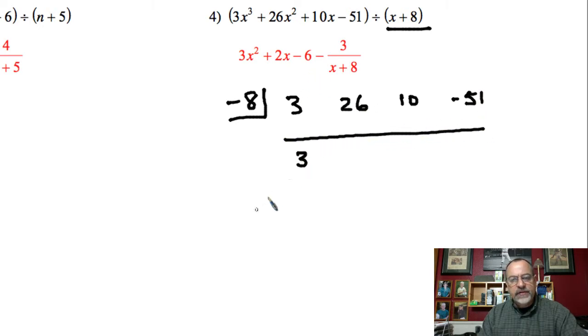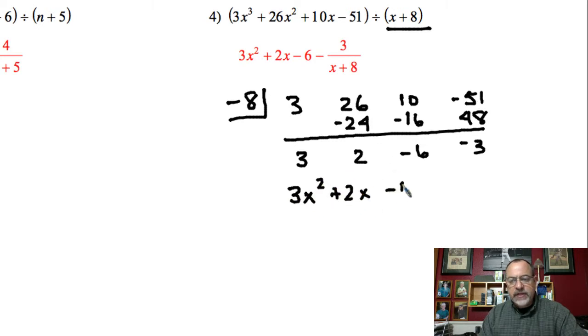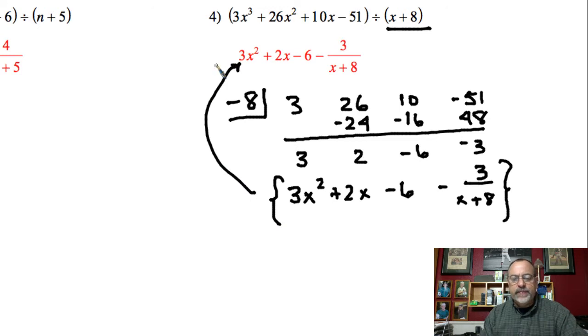We'll bring down the first number, and now it's multiply and add. So negative 24 and 20, that's 2. Negative 16, so that's negative 6. That's a positive 48, negative 3. So I'll begin with an x cubed, so this is going to begin with x squared, so that's a 3x squared, a 2x, and then a minus 6 with a negative 3 as my remainder. So this would be my answer using synthetic division.